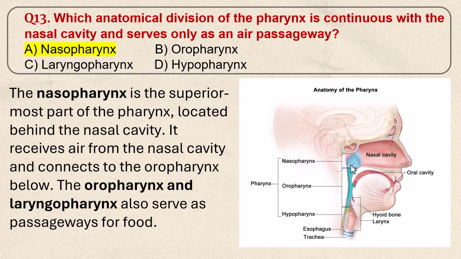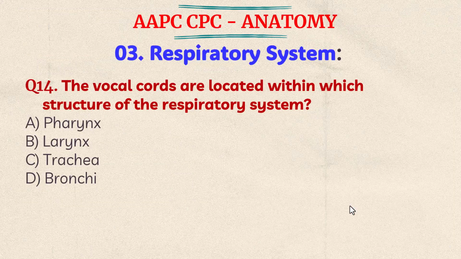The oropharynx and laryngopharynx also serve as passageways of food. So in the oropharynx and laryngopharynx, food and air also pass here, and the epiglottis diverts the food into the esophagus. Question number 14.